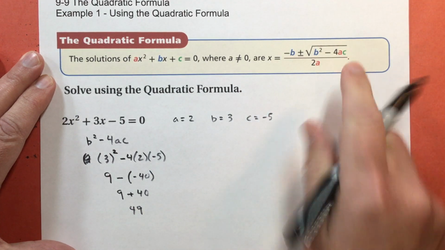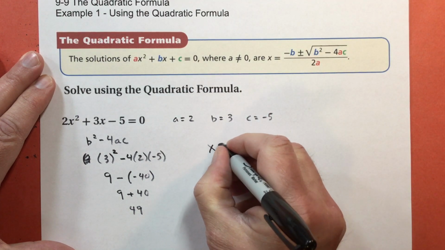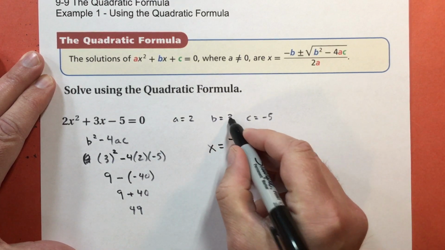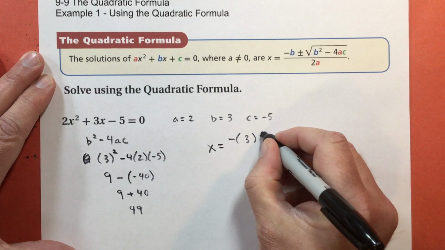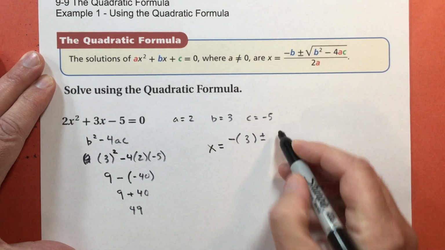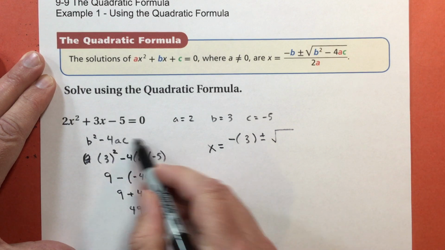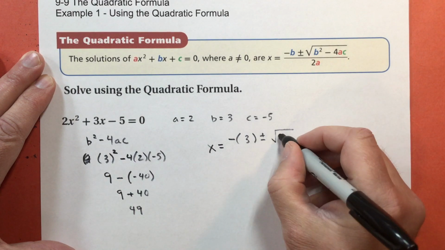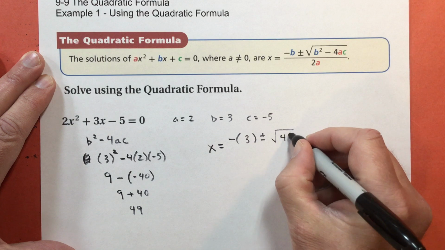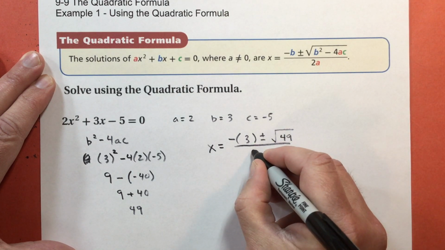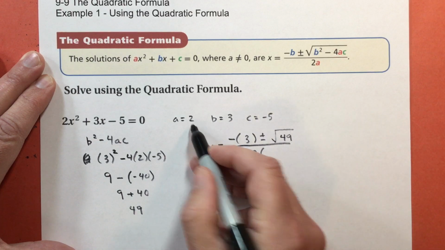Now I'm going to do the quadratic formula. X is equal to the opposite of b. Don't forget, you're going to use parentheses. B is 3. Plus or minus, that means I get 2 of them. The square root of this number. All of this that I just did is what ends up right here. And I'm going to divide that by 2 times a, and my a is 2.